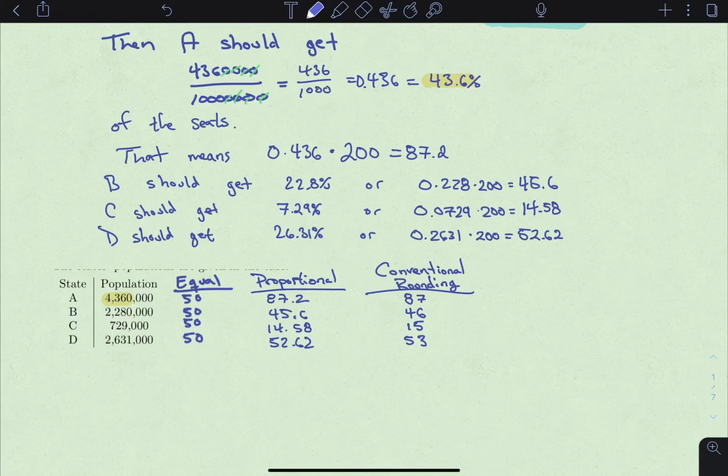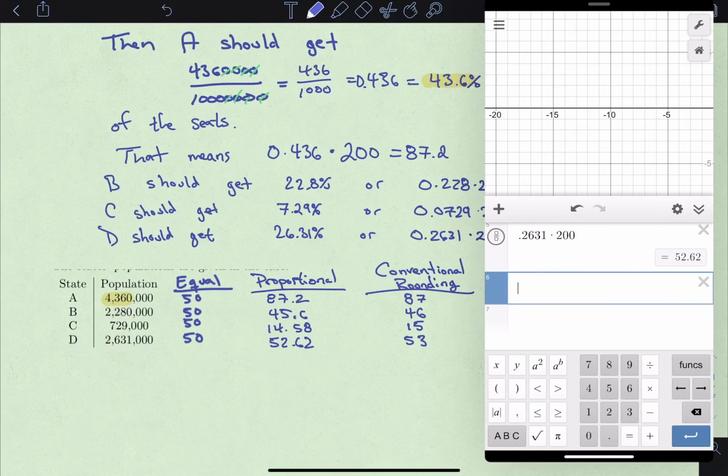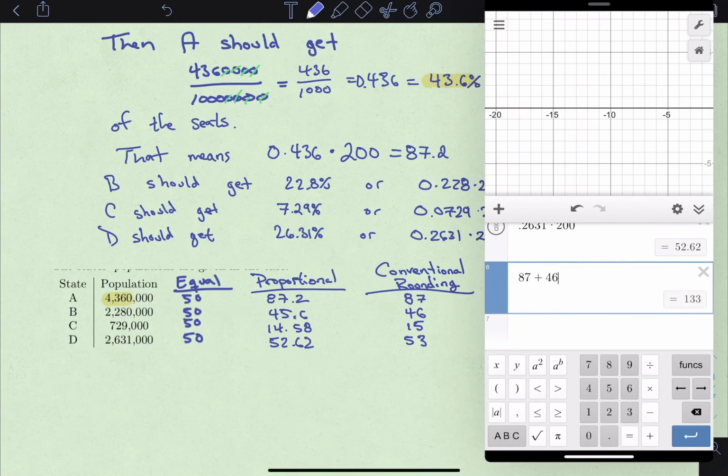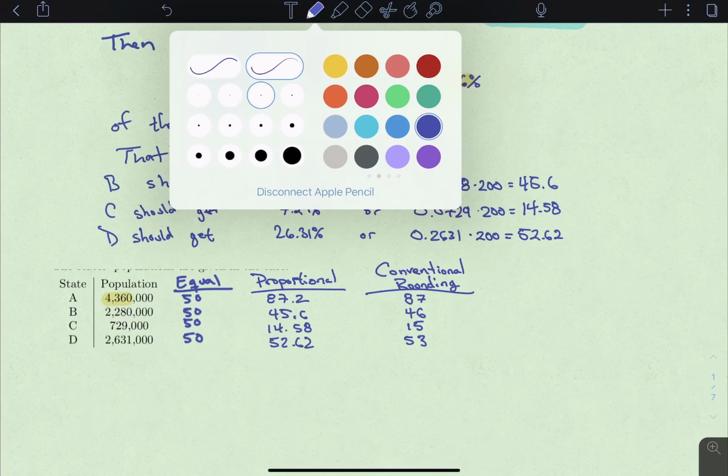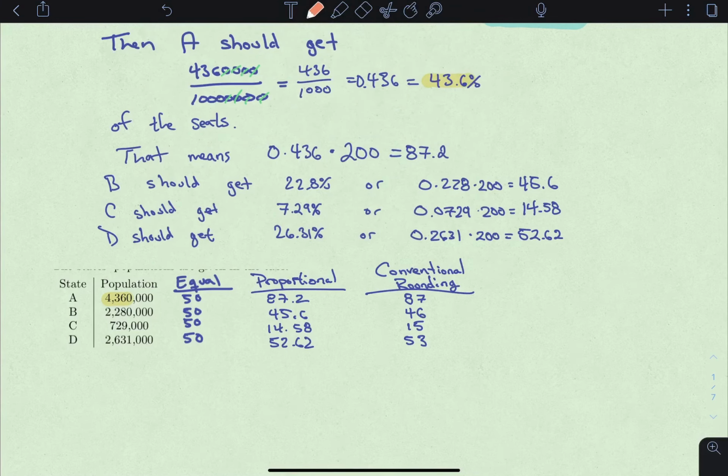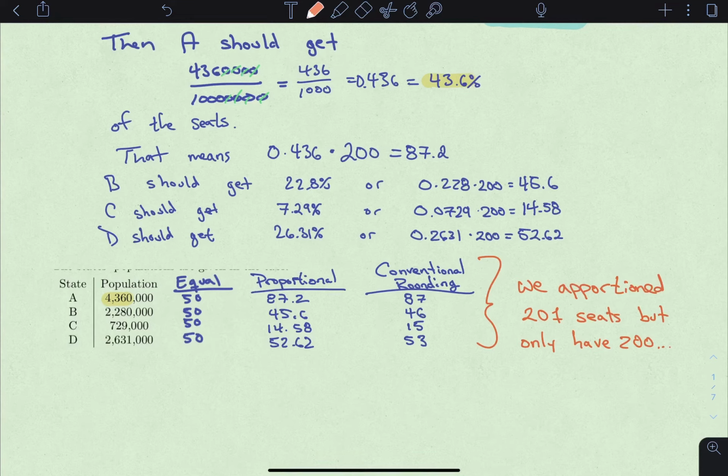Everything seems all hunky-dory. We just need to check one thing: how many seats did we actually apportion? 87 plus 46 plus 15 plus 53. And herein lies the problem. We apportioned 201 seats, but only had 200 to give out. This is the crux of the problem. Conventional rounding just doesn't always solve your problem. Sometimes it will, but in this case it doesn't.